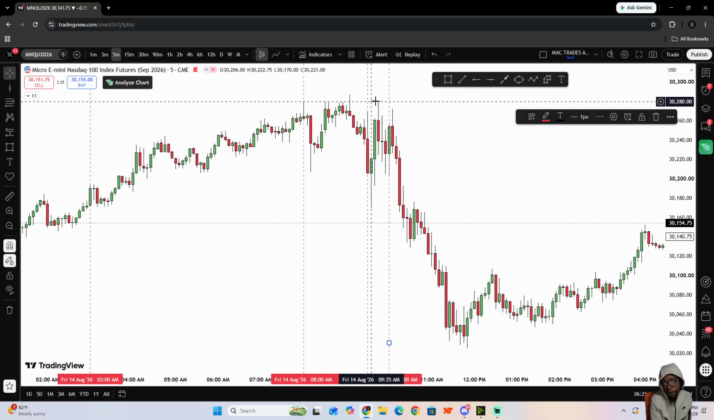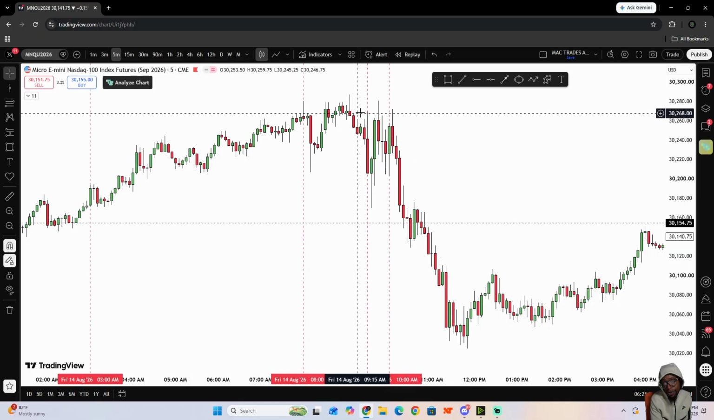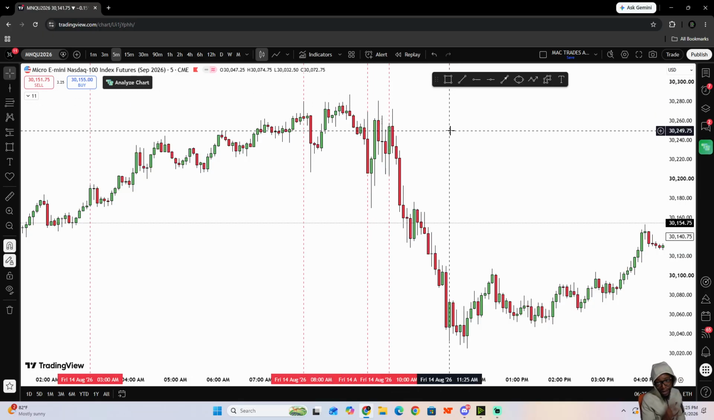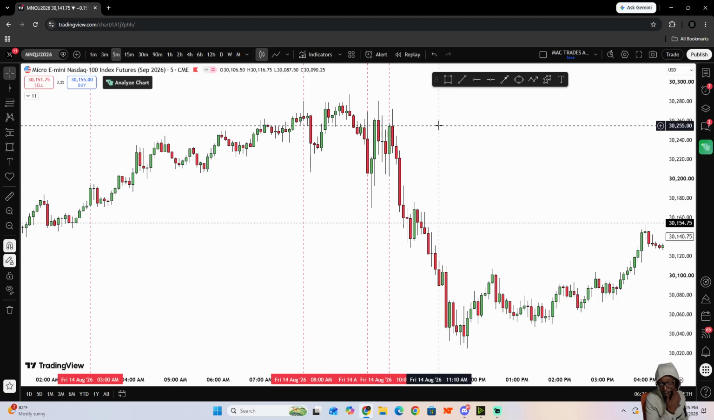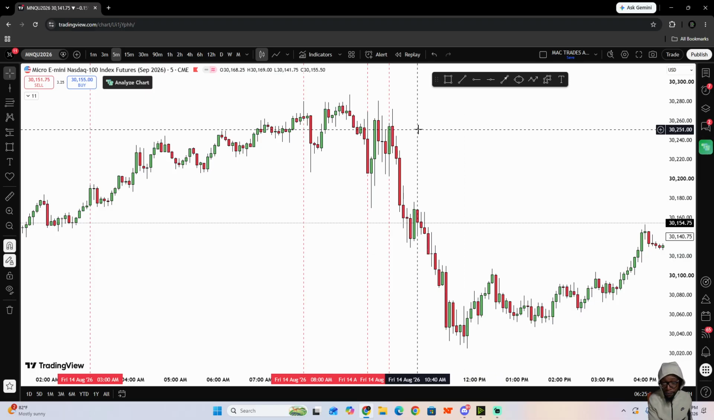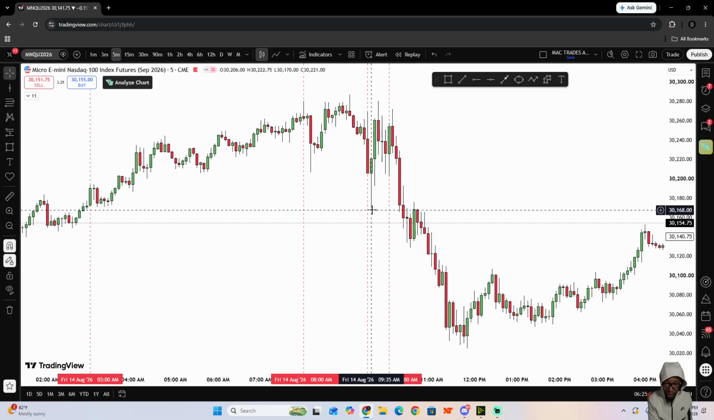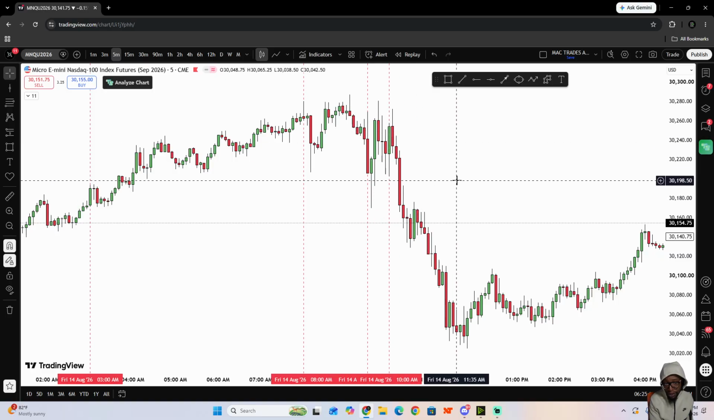Also, one vertical line at 10 o'clock, just to show you the manipulation that happens between 9:30 and 10, and why you just don't take a trade at the 9:30 open just because there is a target for the most part. It doesn't mean just take the trade, right?